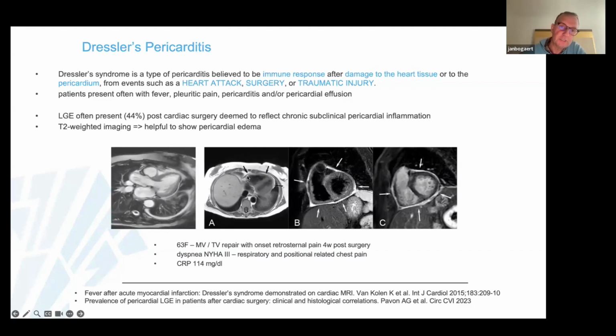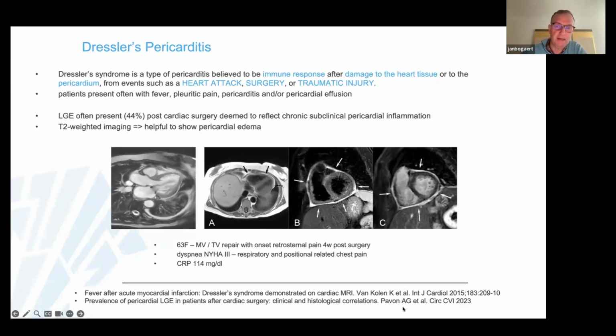And what we see is a mildly thickened pericardium, but a lot of pericardial edema and strong enhancement. And this condition should be differentiated. What we often see, for instance, in heart transplant patients or in patients with coronary bypass or valve surgery, even years after surgery, is that they still have some pericardial inflammation. No pericardial edema, however, some pericardial inflammation.